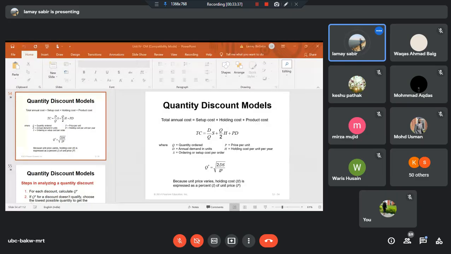Is this difference clear? If holding cost is not given to you directly, then it is given to you as a percentage of the price. क्या ये statement clear है सबको? Yes, sir. Okay. I'm moving ahead.